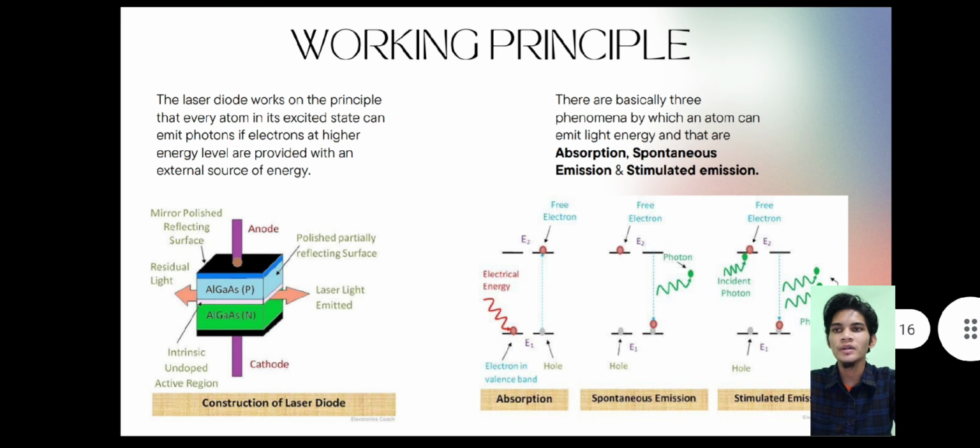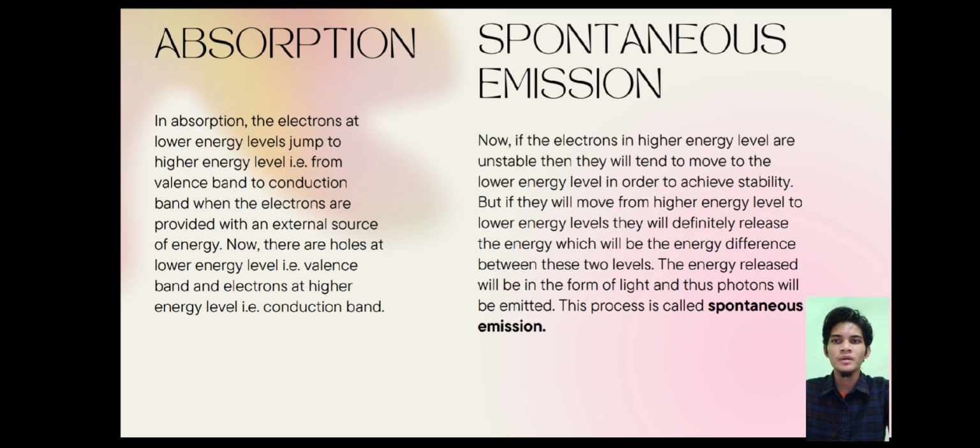Working principle of a laser diode. The laser diode works on the principle that every atom in its excited state can emit a photon if electrons at higher energy level are provided with an external source of energy. There are basically three phenomena by which an atom can emit light energy, and those are absorption, spontaneous emission, and stimulated emission. Absorption. In absorption, the electron at lower energy level jumps to higher energy level, from valence band to conduction band, when the electrons are provided with an external source of energy. Now, there are holes at lower energy level, the valence band, and electrons at higher energy level, the conduction band.